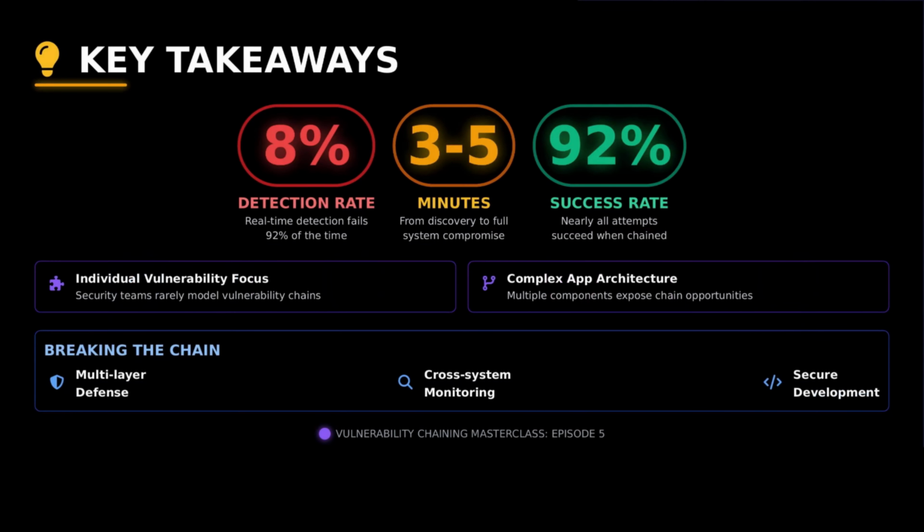Key takeaways. Say them out loud to your team. Detection often fails on chains. Attackers can go from discovery to RCE in minutes. The fix is layered defense and cross-system thinking.